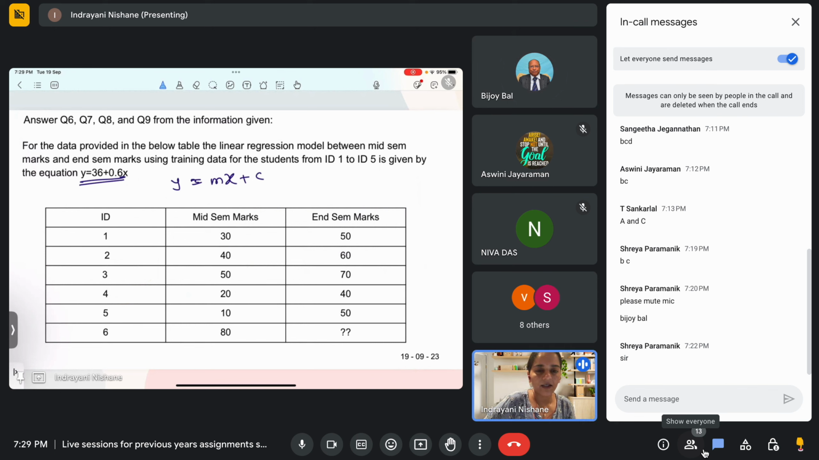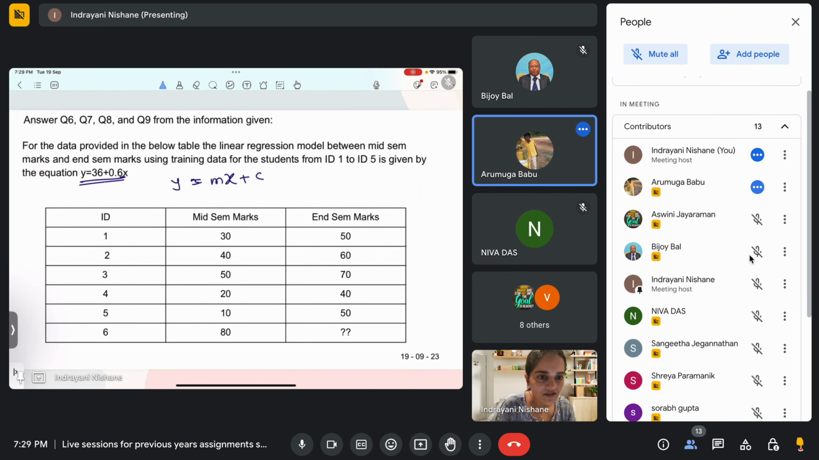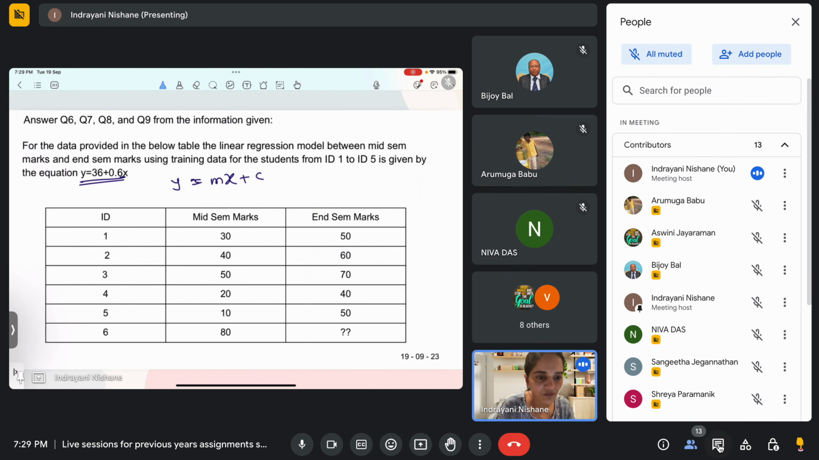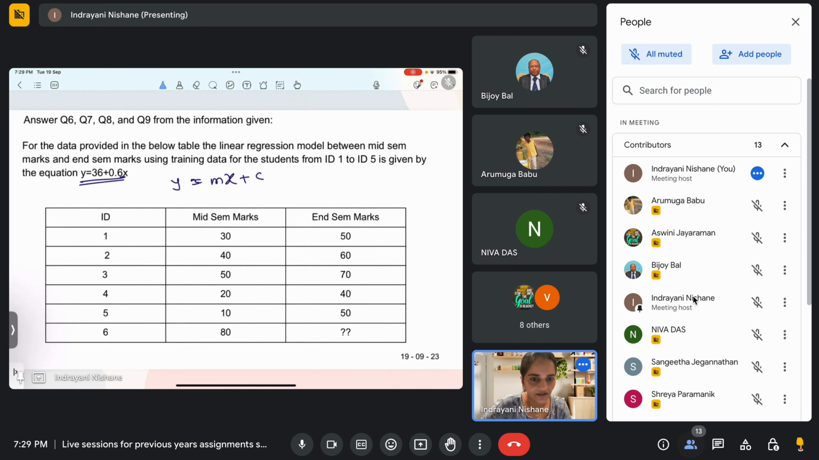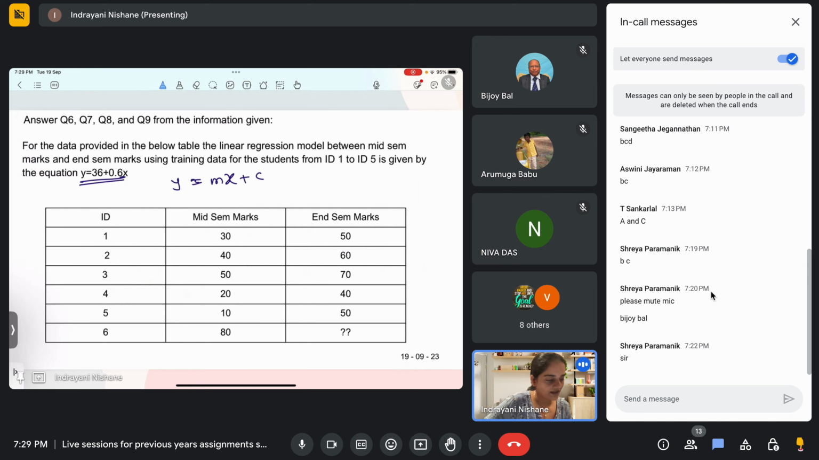Bijoy ji, I'm again requesting you to please keep your mic on mute if possible. I can't, I'm not able to mute, it seems. I tried some time back. But now I think he has muted it. So now I think the echo is gone.